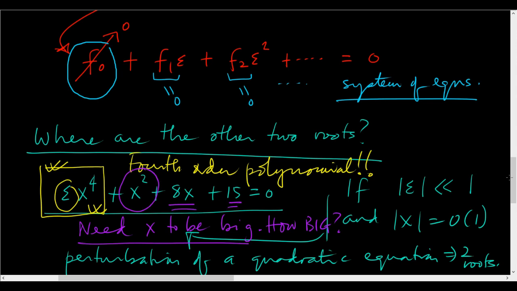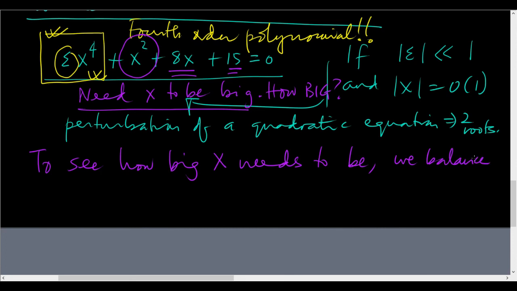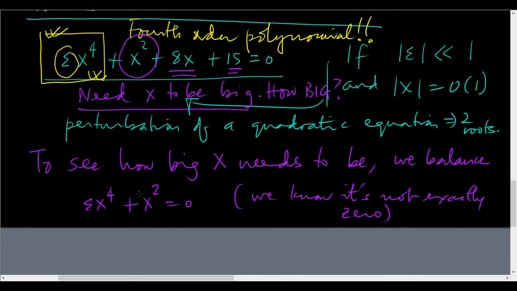And so, to see how big x needs to be, we balance epsilon x to the power 4 plus x square equals 0. We set it equal to 0. We know it's not exactly 0, but we just want to see how big x is. Okay, and this means epsilon x square plus 1 is equal to 0. That means x is order of 1 by square root of epsilon. I hope that part is clear.